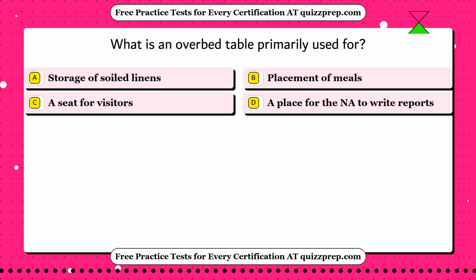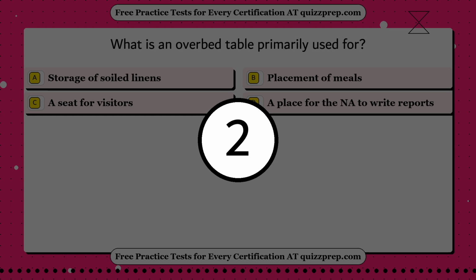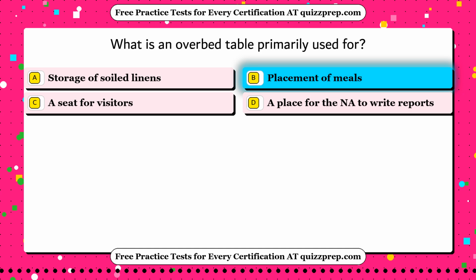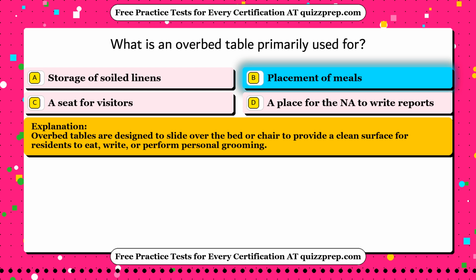Question 31. What is an overbed table primarily used for? Option A, storage of soiled linens. Option B, placement of meals. Option C, a seat for visitors. Option D, a place for the NNAAP to write reports. The correct answer is Option B, placement of meals. Overbed tables are designed to slide over the bed or chair to provide a clean surface for residents to eat, write, or perform personal grooming.